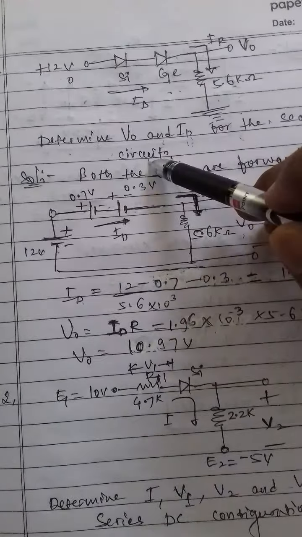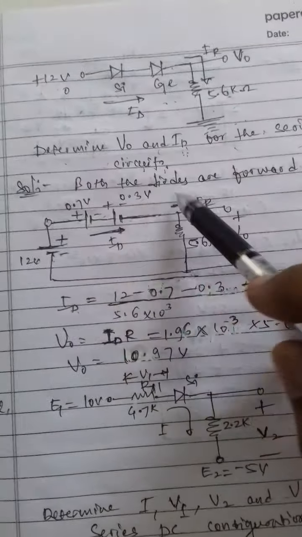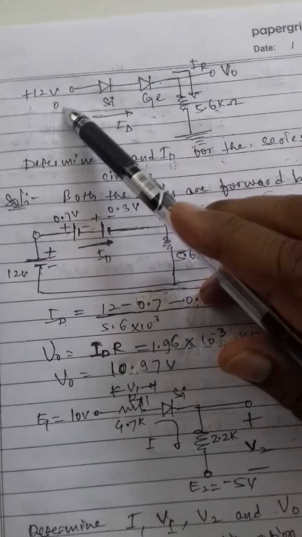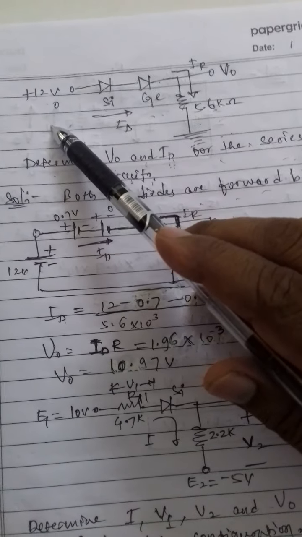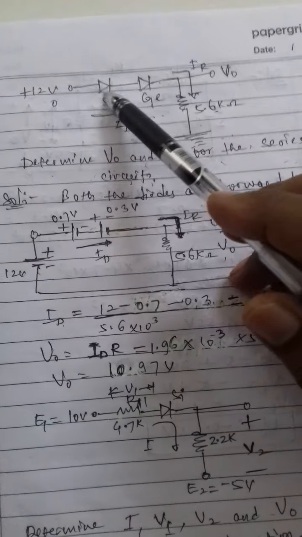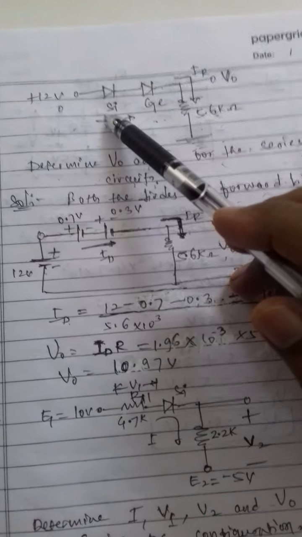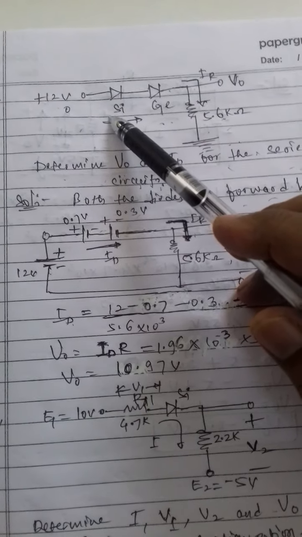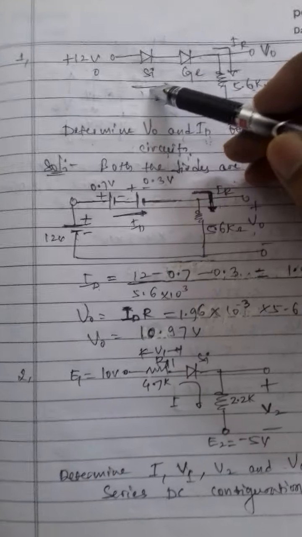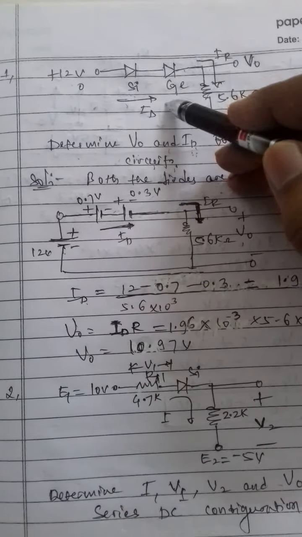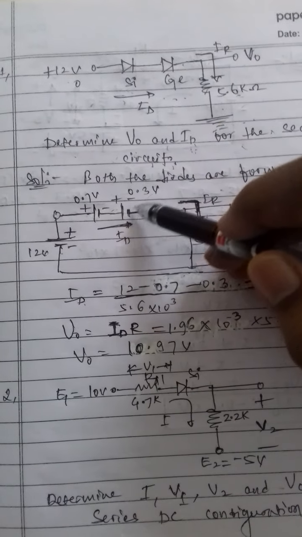For the series circuit, both the diodes are forward biased, because at the input we are applying plus 12 volts. The cut-in voltage of the silicon diode is 0.7 volts. The cut-in voltage of the germanium diode is 0.3 volts.